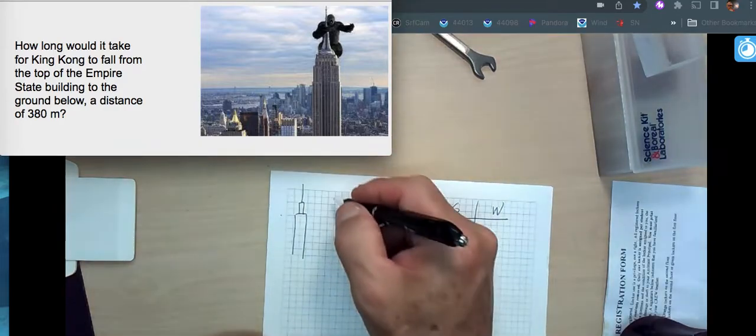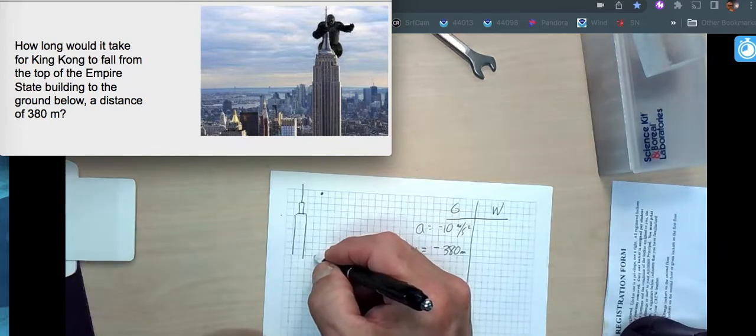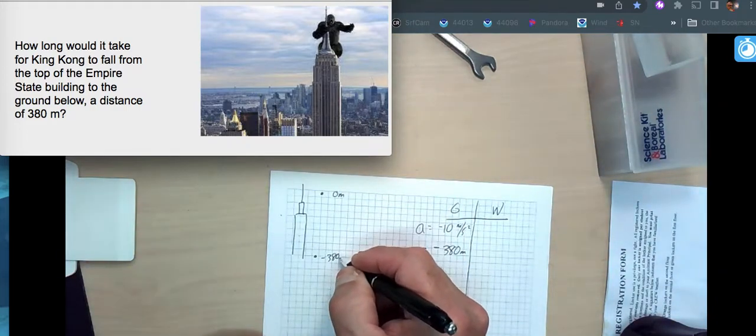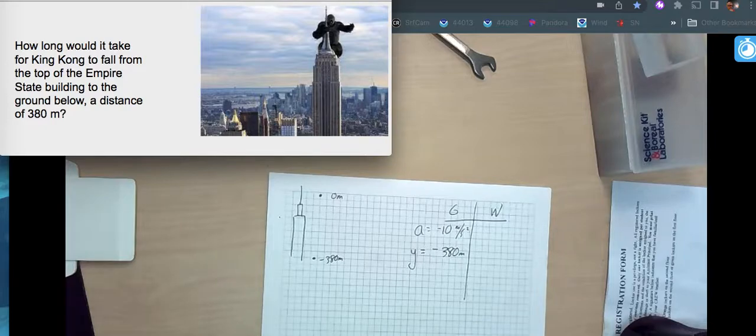There's the building, and I'm going to call this position on the y-axis 0, and I'm going to call this position down here 0 meters, and that's going to -380 meters. He falls downward from 0. Starting point is at 0. Falls down to the ground below to Fifth Avenue, well below.